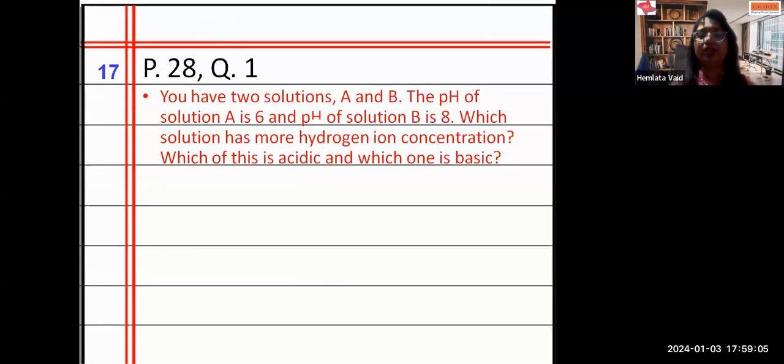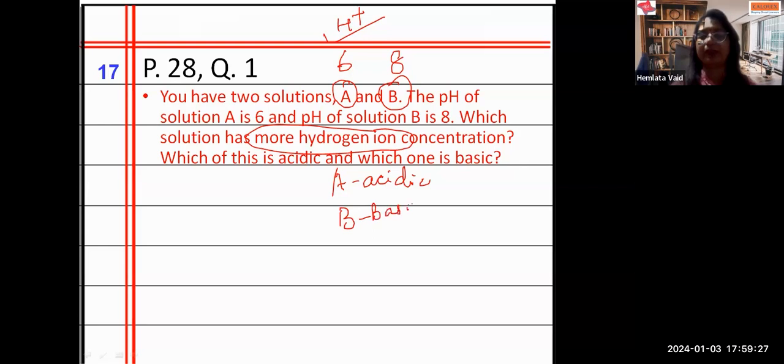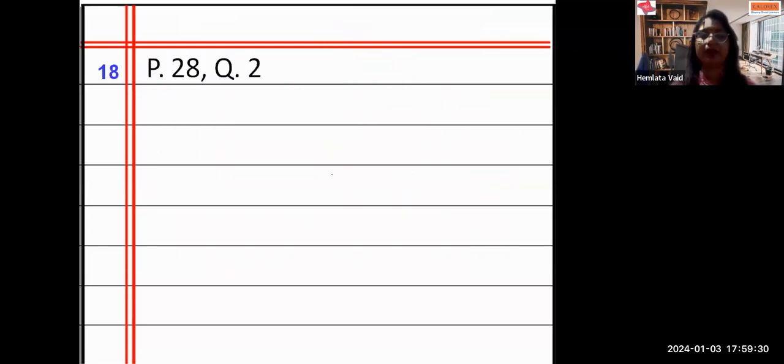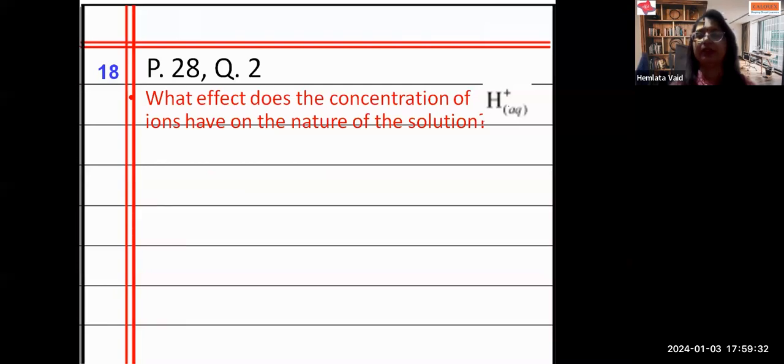Here the question is you are having two solutions A and B. The pH of A is 6 and B is 8. Which has more hydrogen ion concentration? The one which is acidic in nature will have more H plus ions, right? A is acidic here and B is basic because now we know the pH values. Then what effect does the concentration of H plus ions have on the nature of solution? It's very clear now, more H plus ions will make the solution acidic. All right.